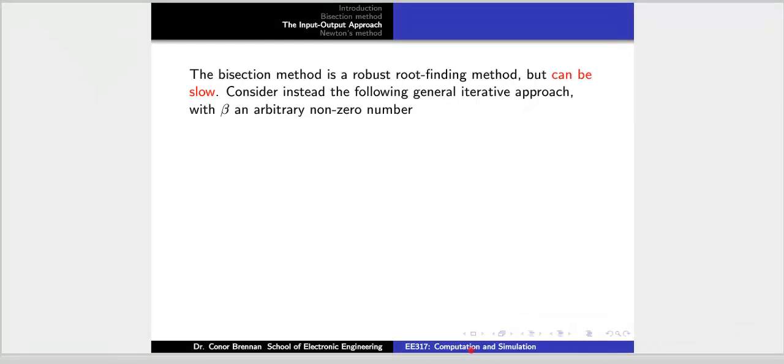Okay, so let's do something better. That's the bisection algorithm. It's very reliable, but it's a bit slow. Can we do something a little bit more clever by having a more intelligent algorithm? You guys are intelligent. Let's do something intelligent.